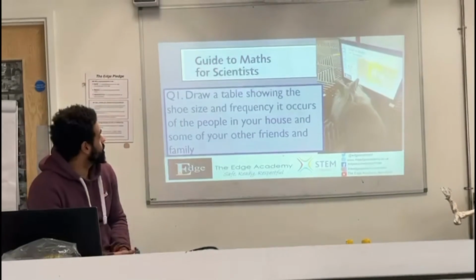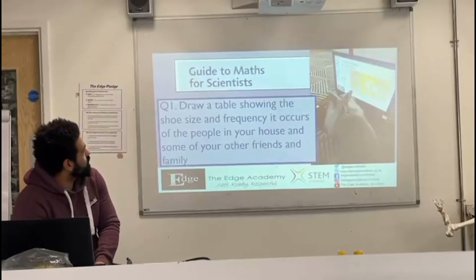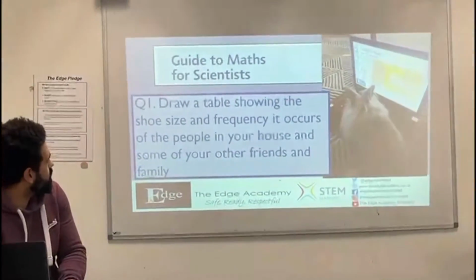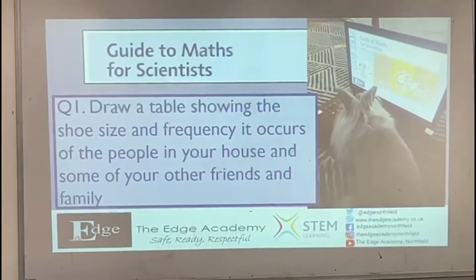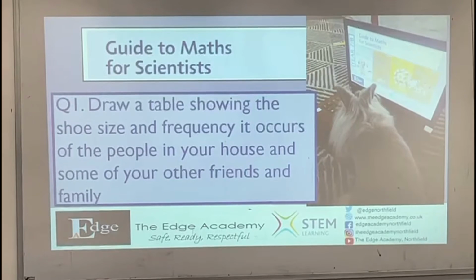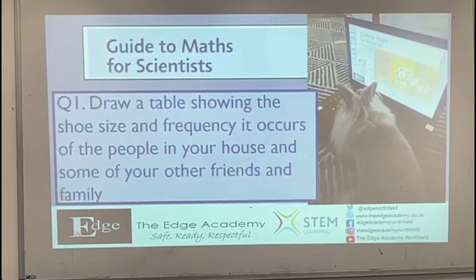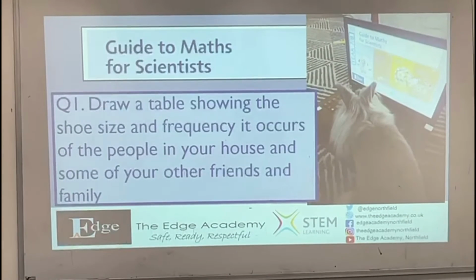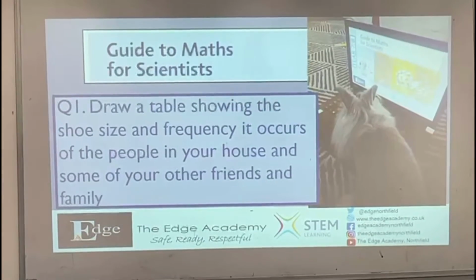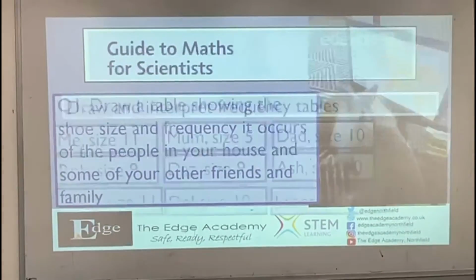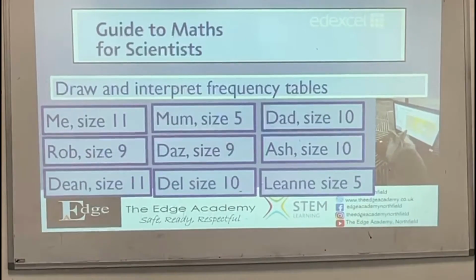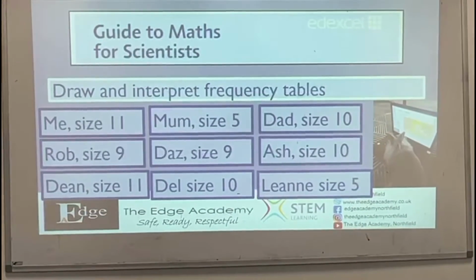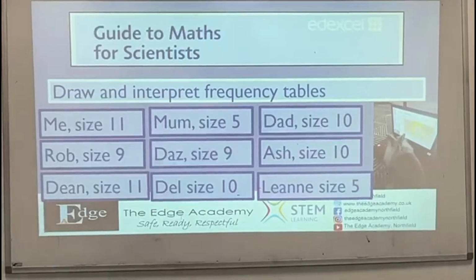So the first question, draw a table showing the shoe size and frequency it occurs of the people in your house and some of your other friends and family. So this is the question you're going to have a go at, and I will lead you through an example that I've done myself. So for my one, I decided to do myself, size 11. I chose my mum and dad, my brother Robert, and then a few of my cousins and friends.